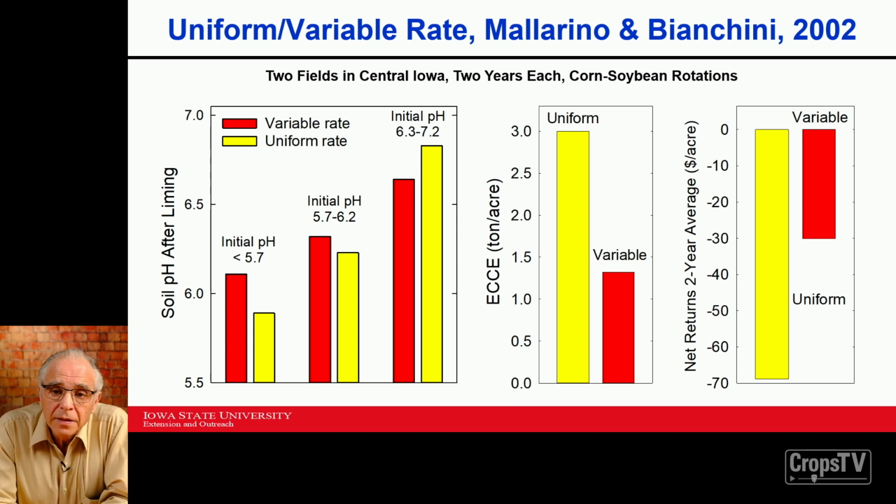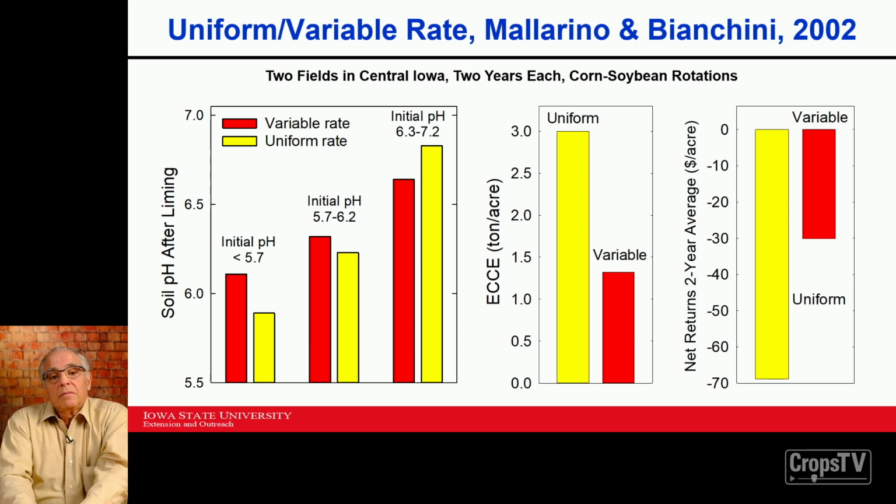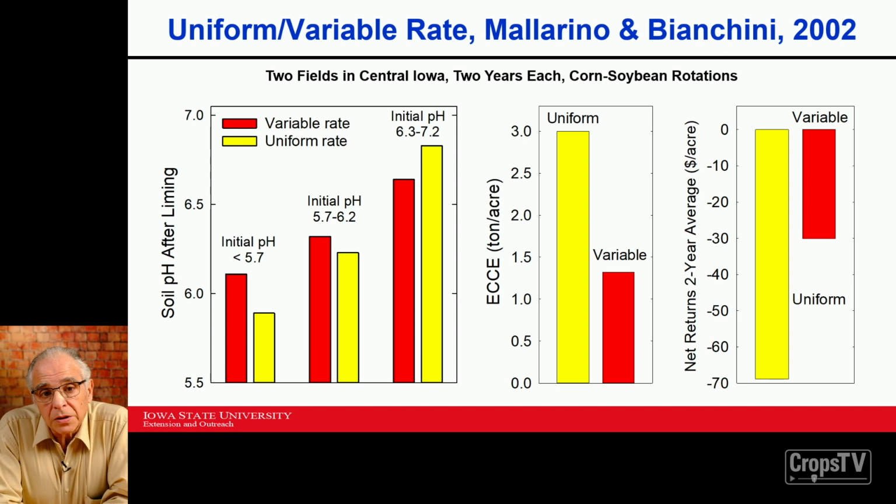Now on the right, we see the net returns using prices at the time. And the net returns to lime application, of course, we measured yield, I'm not showing yield, were negative, because mostly there was no yield response. So what they were saying, they were right, you see. So now with the variable rate, the losses were less because we applied less, okay.